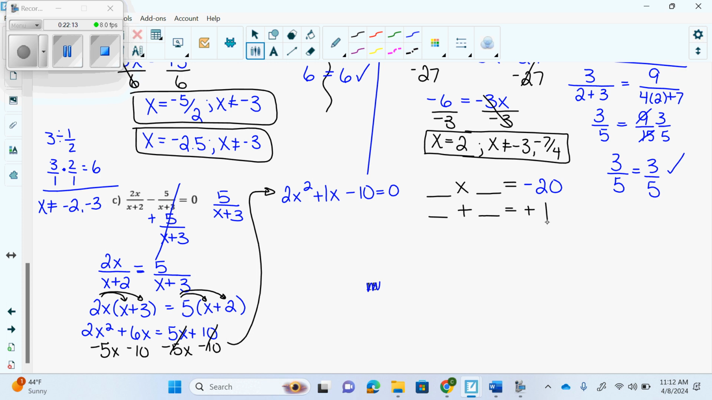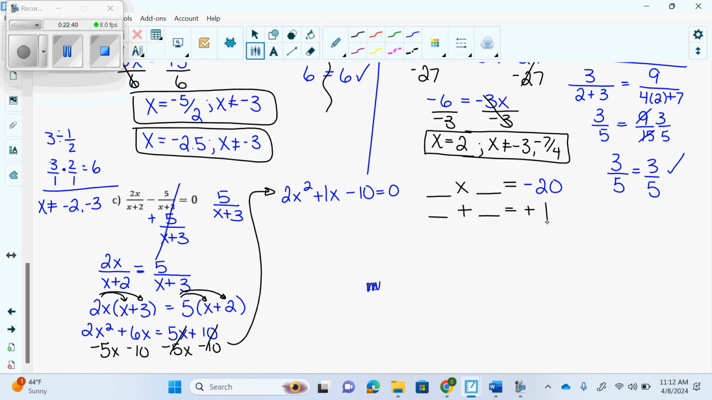So I need 2 numbers that multiply to give me the outside, and then 2 numbers that add to give me the inside. Same 2 numbers. We agree? Okay, what 2 numbers multiply to give me 20? 1 and 20, 2 and 10, 4 and 5. That's all I can get you 20, correct?